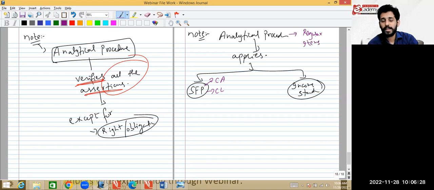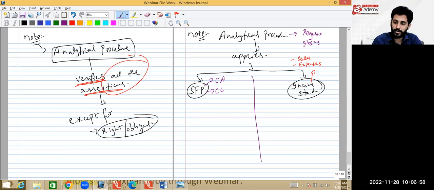For example, there is a legal case against the entity. The legal case is not an item which regularly occurs. The legal case is a one-off item. So you will not be applying the analytical procedure on it. Analytical procedure is applied on the regular items, that is current assets, current liabilities. And in the income statement, it will be applied on sales, expenses. All right, these are the routine items.